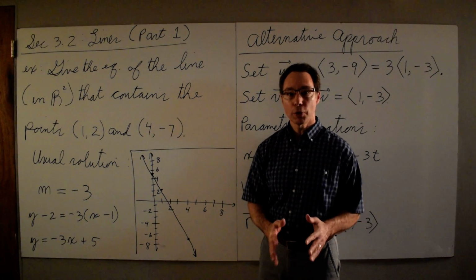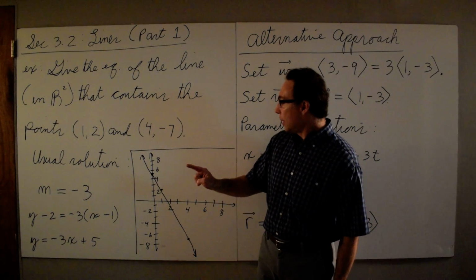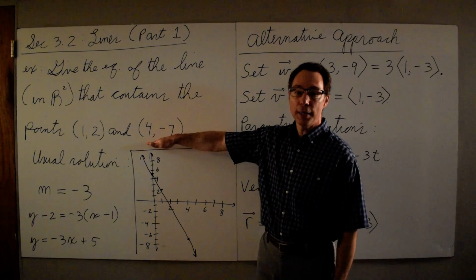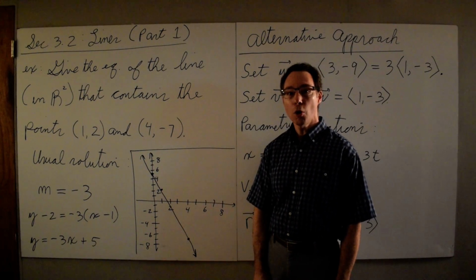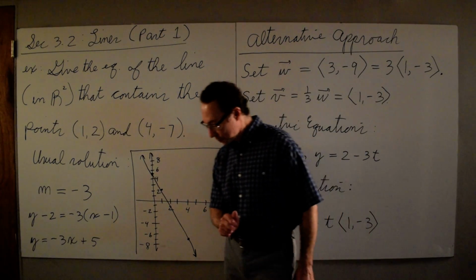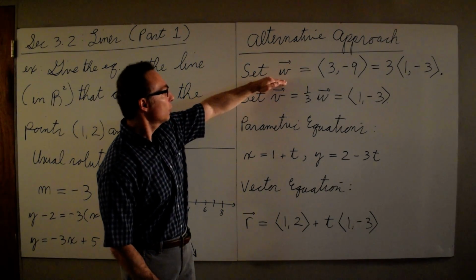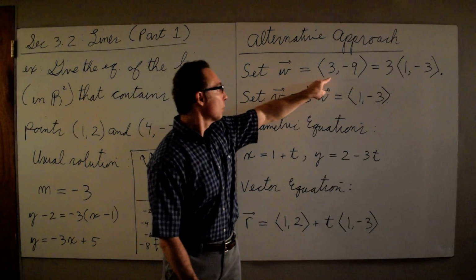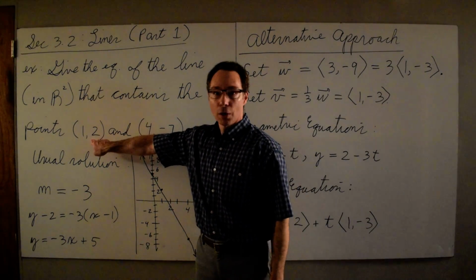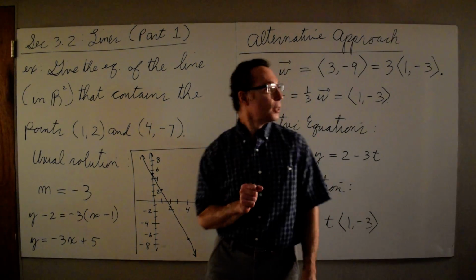But I want to show you a different approach to this. In 3-space, what we need is a point and the direction of the line. What we used in 2-space was a point and the slope. But the slope is actually the direction given as a number. What do I mean by that? Well, here's our alternative approach. Let's set the vector w to be the vector <3, -9>. Where did that come from? Well, that's the vector that has (1, 2) as its initial point and (4, -7) as its terminal point.